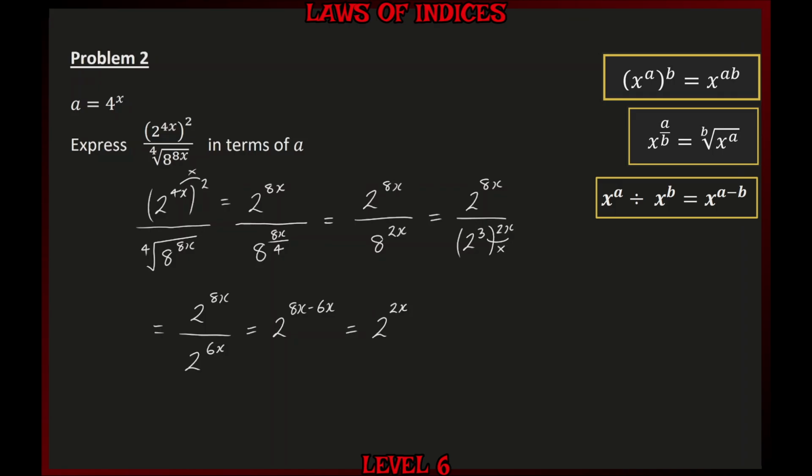Now that we've simplified the fraction, in order to write it in terms of a, we need our base, which currently is 2, to be 4. And so once again, we can use our power law to rewrite 2 to the power of 2x as 2 to the power of 2 raised to the power of x. And we're doing this because we know that 2 to the power of 2 is 4. So this becomes 4 to the power of x. And since a is equal to 4 to the power of x, our final answer is that our expression is equal to a.